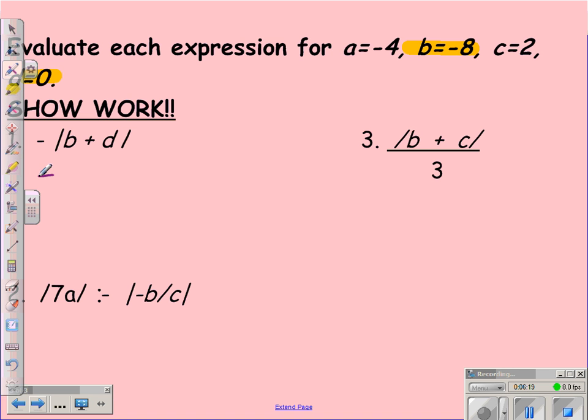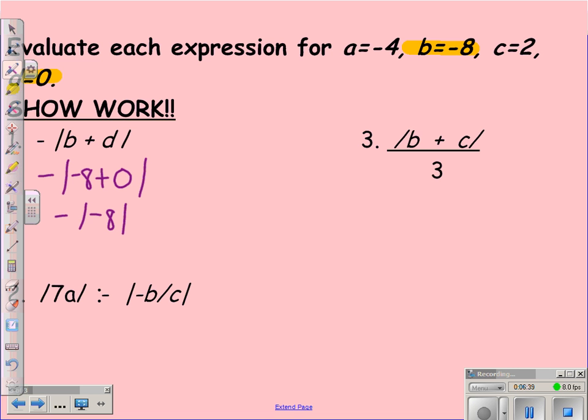I'm just going to bring down my negative and then substitute in the B, which is -8, plus D, which is 0. We like 0. Zeros are easy to work with. And my attention should still be within our grouping symbol. In this case, we know that our grouping symbol is the absolute value bar. So -8 plus 0 is -8.